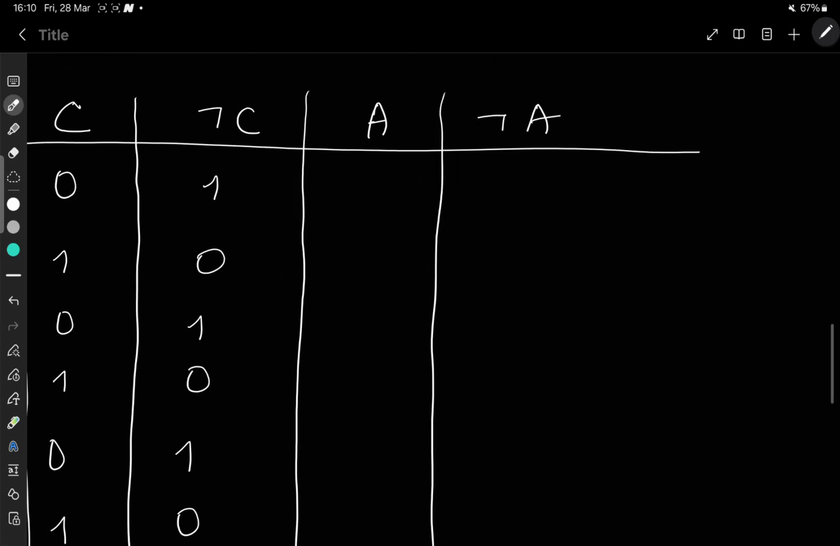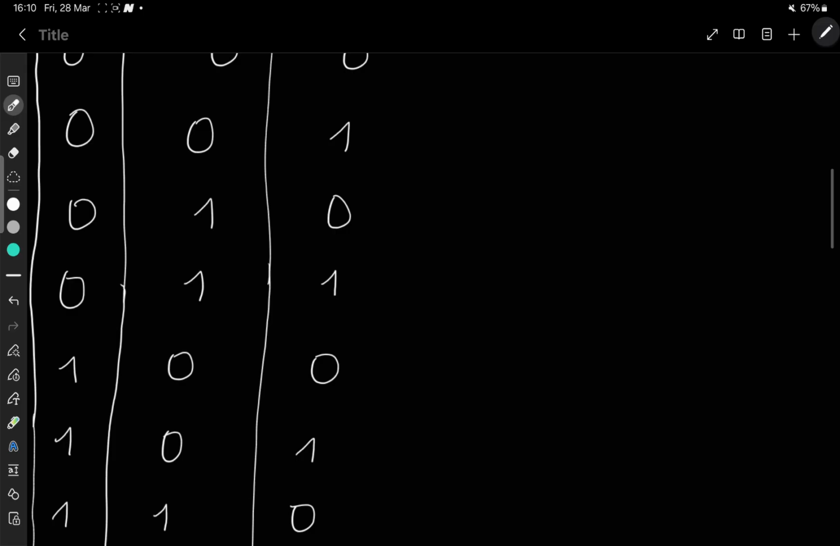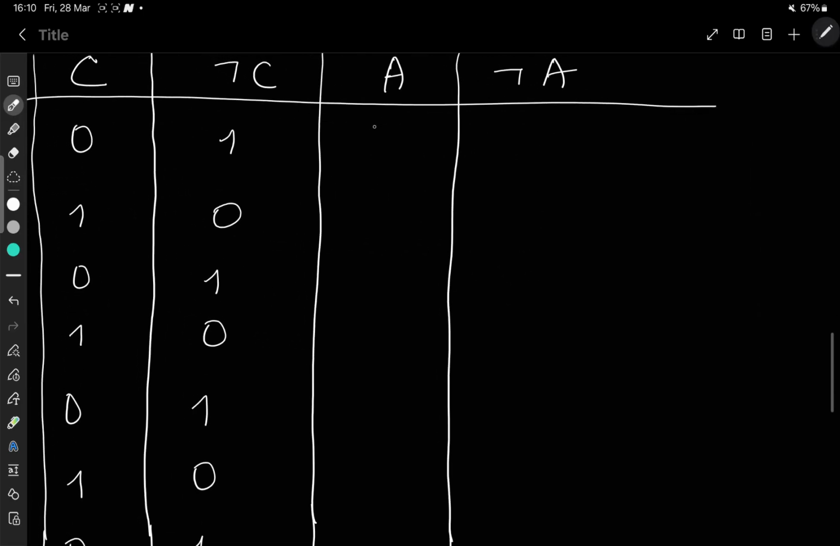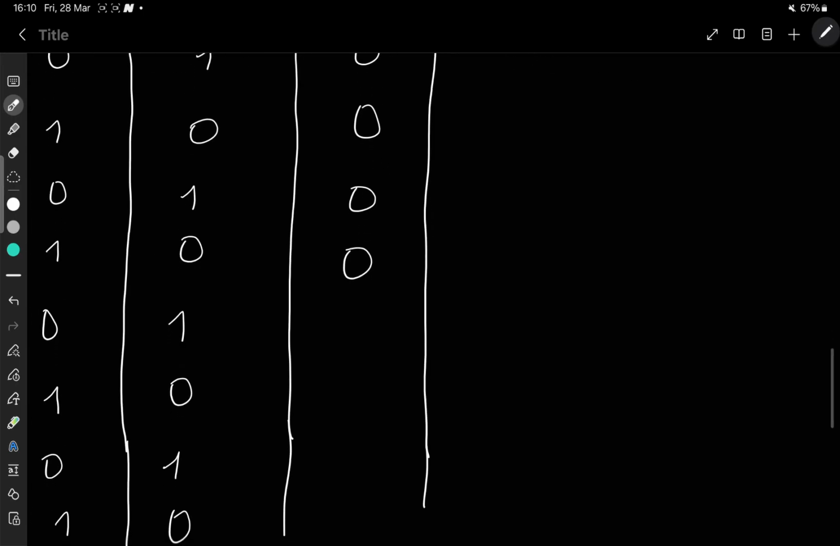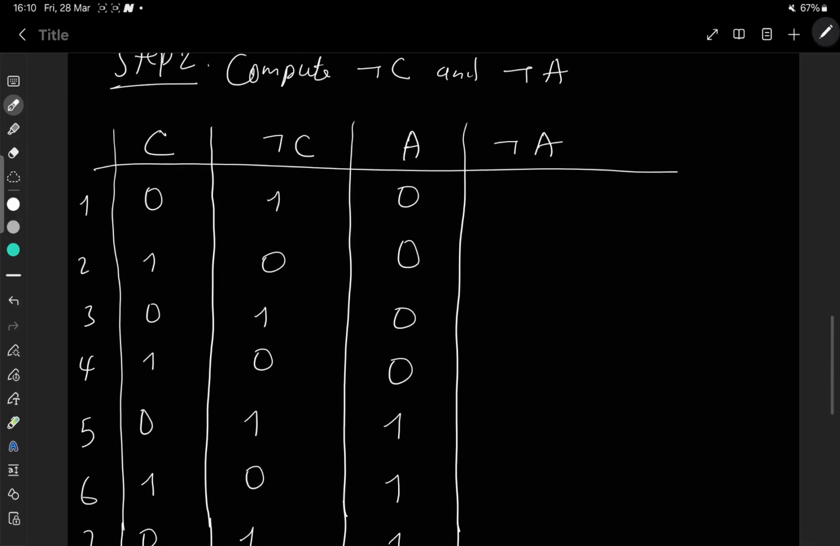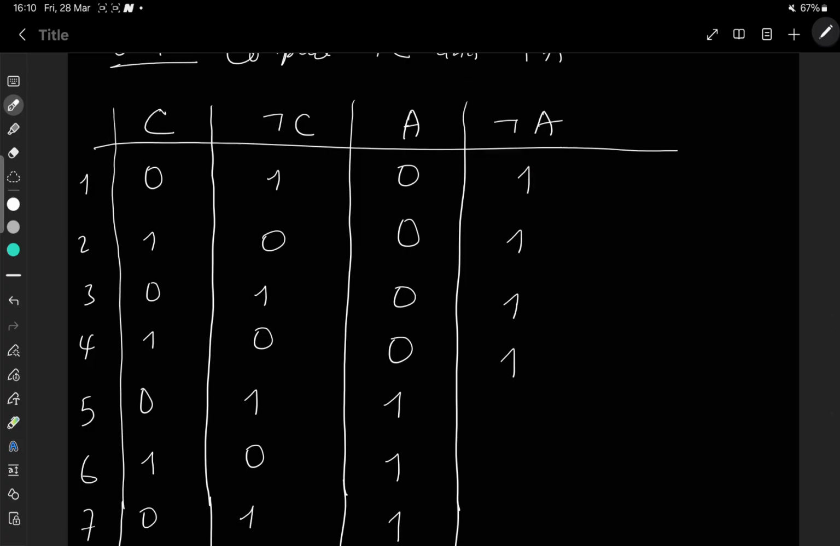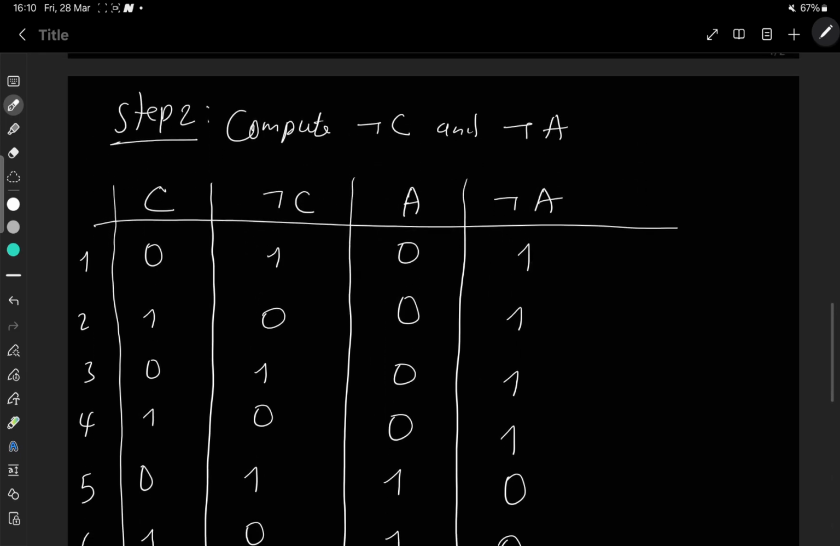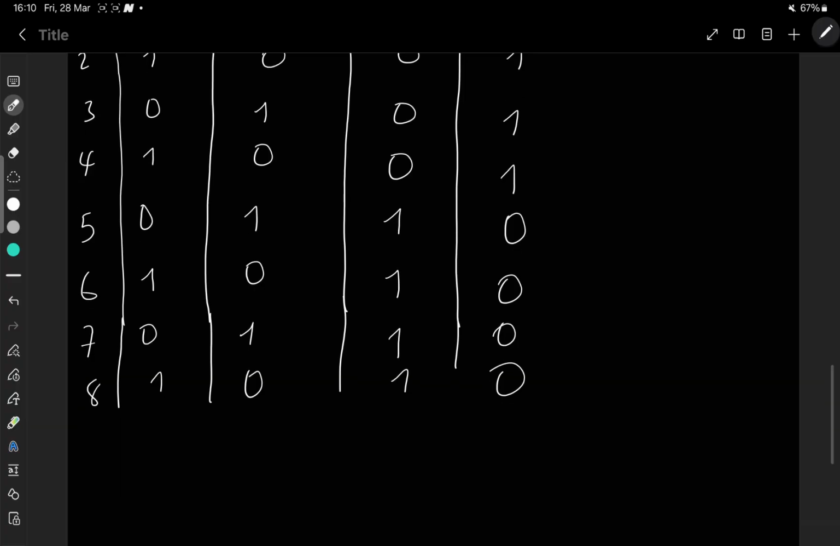Then A, already from step 1, this is our A. So I'm just going to write it. We have 0, 0, 0, 0. Basically, I have 4 zeros from A. Then we have 1, 1, 1, 1. Then the negation is 1, 1, 1, 1, and then 0, 0, 0, 0. So that's our step 2. Step 2 is done.